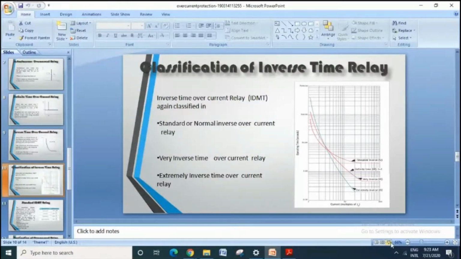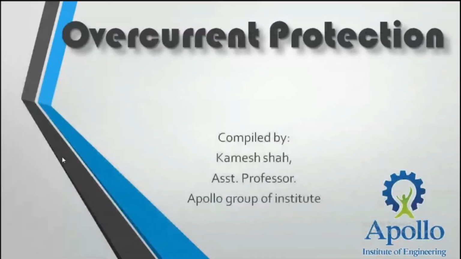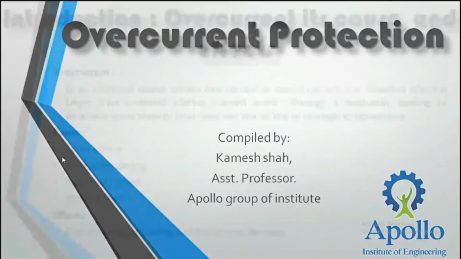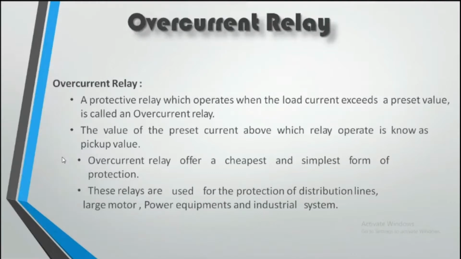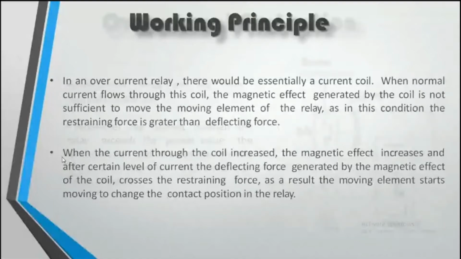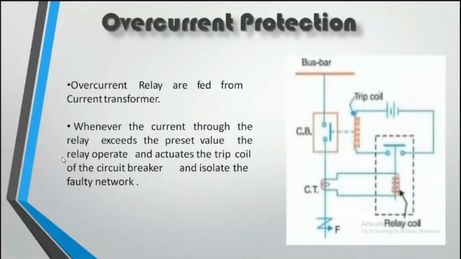What we have done in the last class is nothing but the overcurrent protection relay. For the overcurrent protection relay, we have understood the introduction first. Then, after that, we have understood what exactly the overcurrent relay is in the previous class, what is the working principle of the same overcurrent protection, how it actually works, and what the diagram for that is. That is also what we have seen.